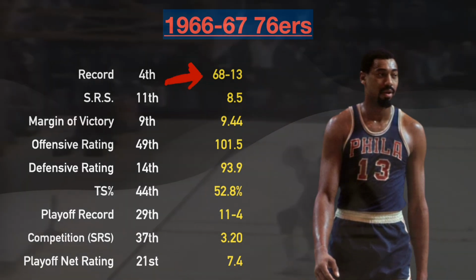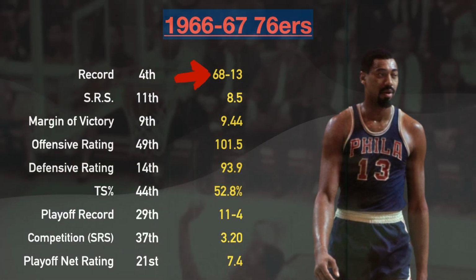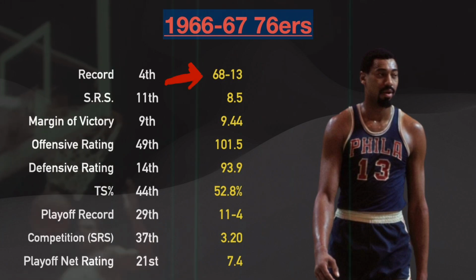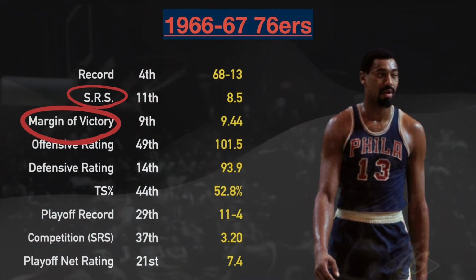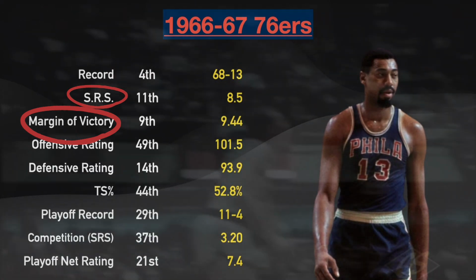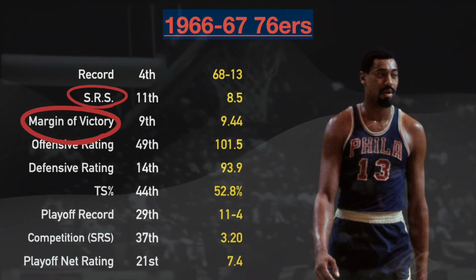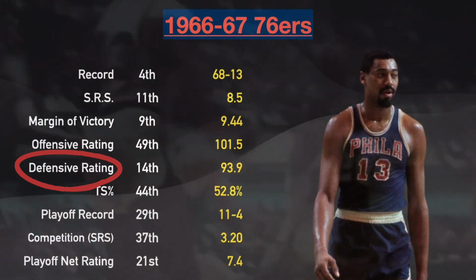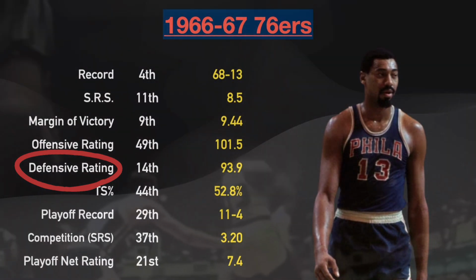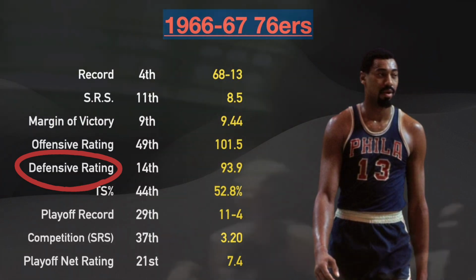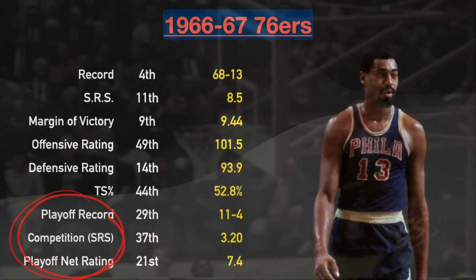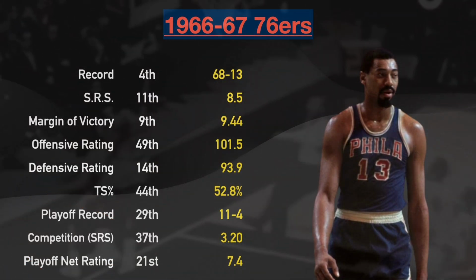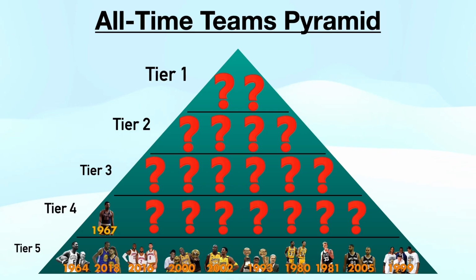They finished with a record of 68-13, the 4th best record of any NBA champion ever. They also placed very well in SRS at 11th place and margin of victory at 9th place, beating teams by more than 9 points a game on average. And they were also a great defensive unit with a defensive rating of 93.9, which places them 14th all time. In terms of their playoff run, there isn't anything special about it historically, but they're still good enough to place in Tier 4. The next team we're going to talk about is the 1997-98 Chicago Bulls.